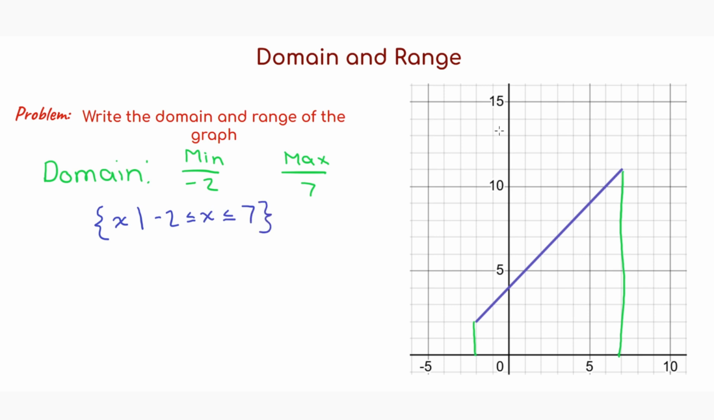And for range, range is the set of y coordinates that make up the graph, so it's based off the y-axis. And so again, we need to find the minimum and maximum y coordinates now. So the minimum is this 2 right here, and the maximum is the 11 right here. So we can write down that for range, the min is 2 and the max is 11. So now we can write down the range using set notation, which looks like this.